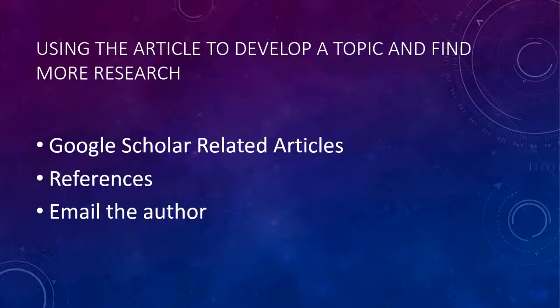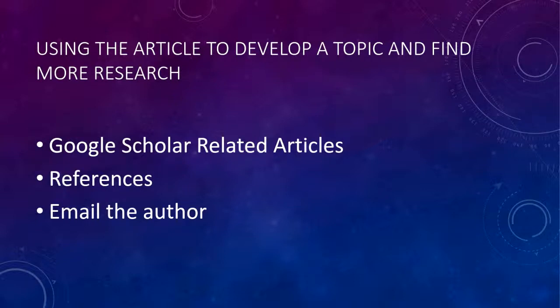The first is you can use Google Scholar's related articles button. I'll show you that in just a moment. And I do believe the library also has a related articles button in some of the databases, so that is also very helpful. You can look at the references of the article that you found that you really like.